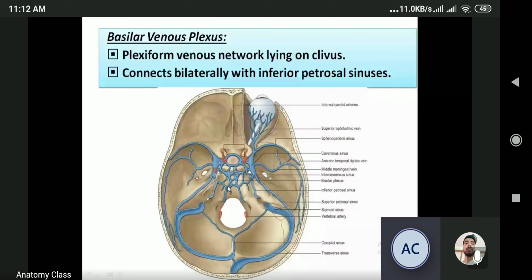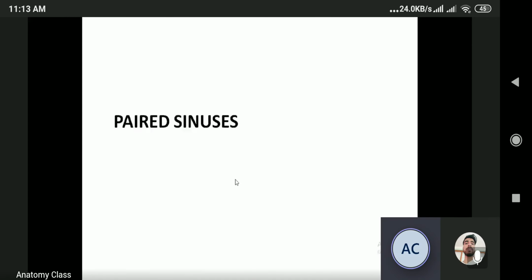So this makes the total of the unpaired sinuses. Just to recall, the unpaired sinuses are the superior sagittal sinus, inferior sagittal sinus, straight sinus, then occipital sinus, anterior and posterior intercavernous sinus, and finally the basilar venous plexus. These are the unpaired dural venous sinuses.